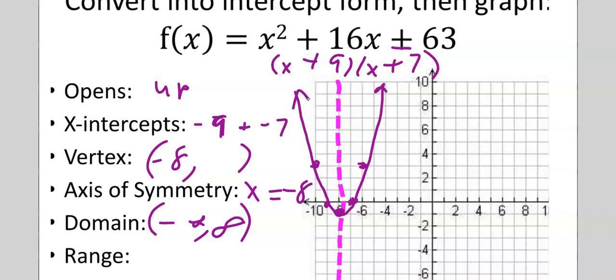Okay. Now, range. How low is it going? It's bottoming out at -1. It hits it, so there's a bracket, and it's going up in the sky forever to infinity.